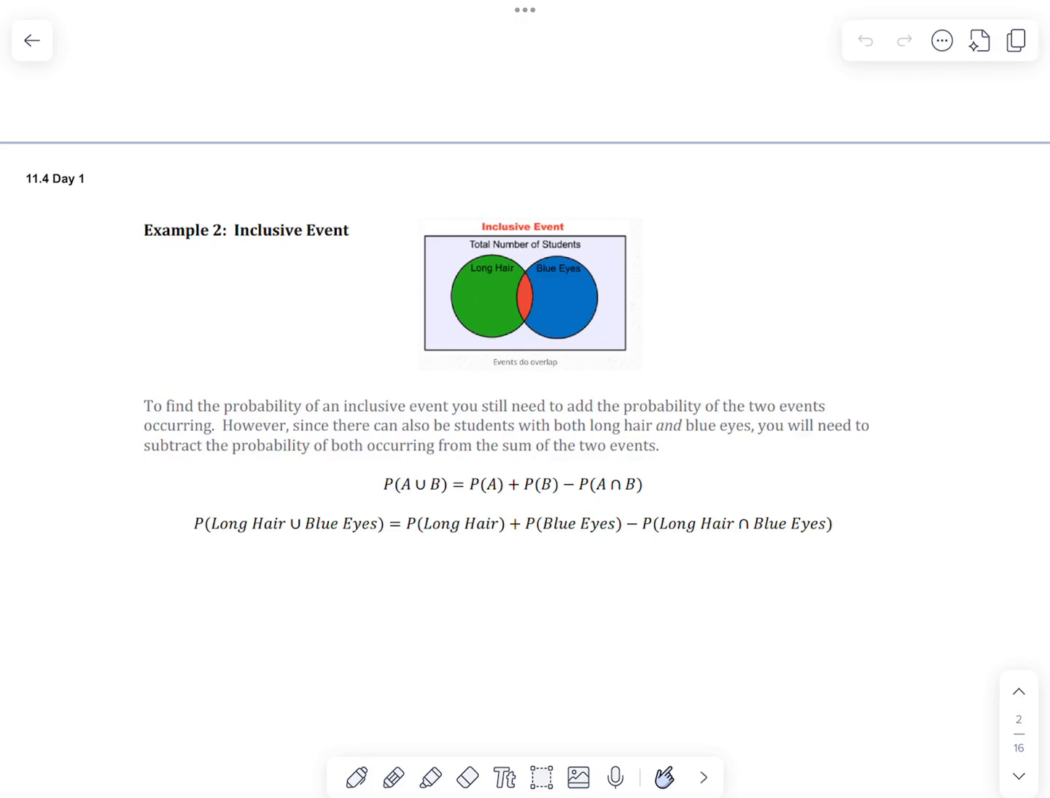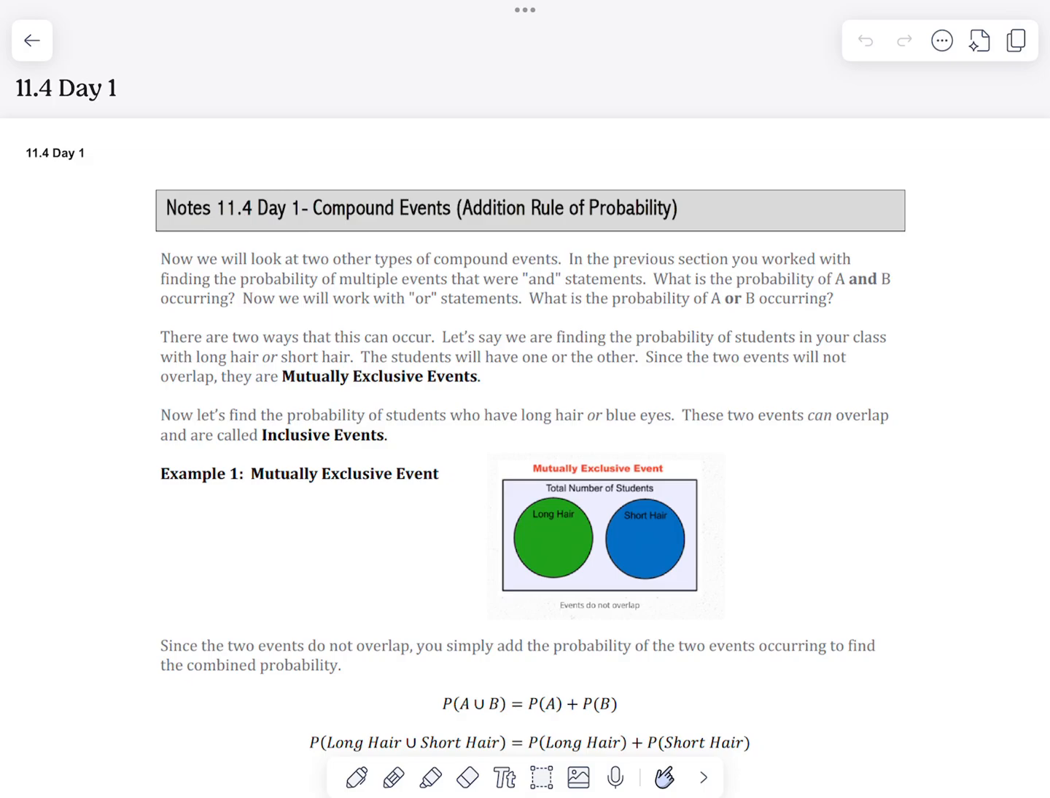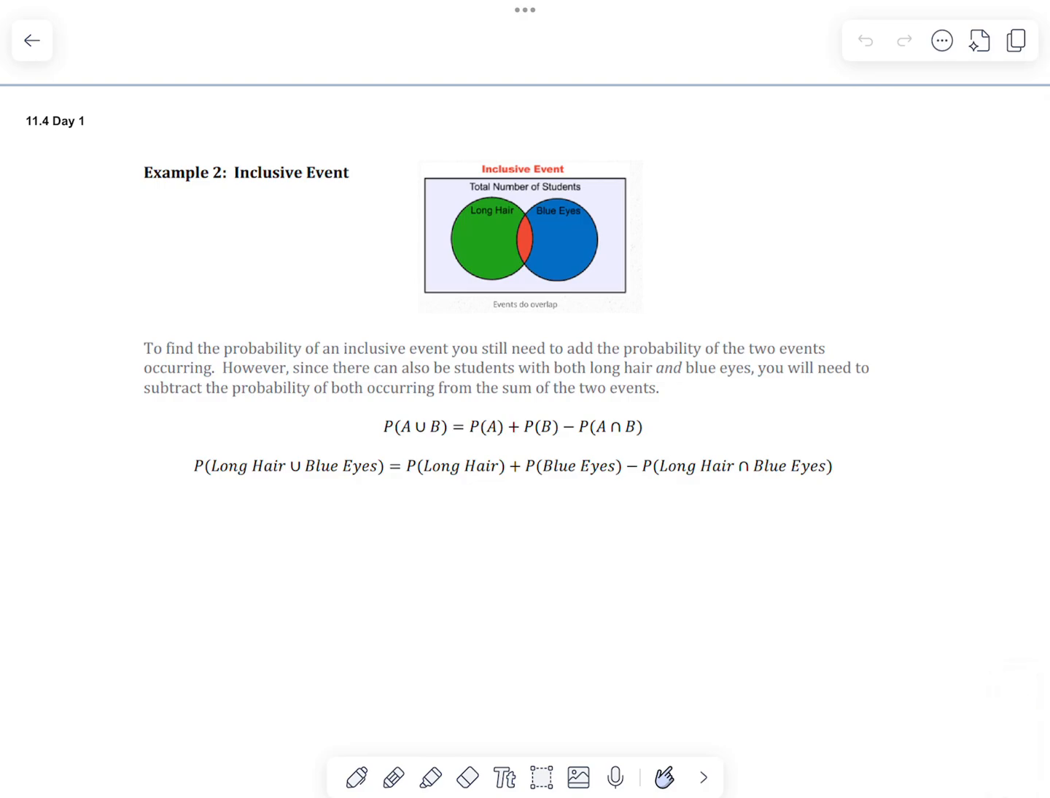If we have inclusive events, then they will have long hair or blue eyes. So those could overlap and they're considered inclusive events. So here's an example where you have students who have long hair and blue eyes, and there's that overlap there in the red. To find the probability of an inclusive event, you will need to add the two probabilities and then remove the overlap so you don't double add.